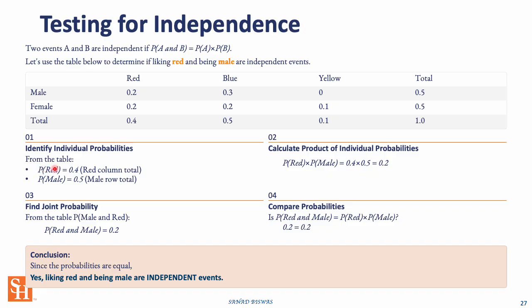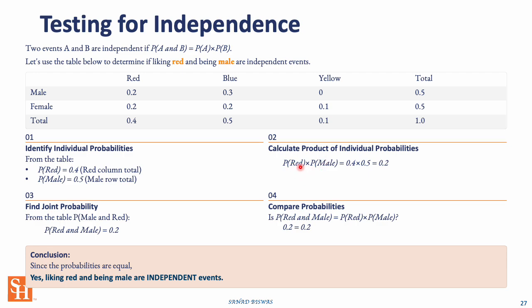So in that case, the probability of red would be the sum of these two probabilities, the sum of this column, which is 0.4. Then the probability of male is 0.5, the sum of this column. Then to determine whether the events are independent or not, we need that quantity, right?